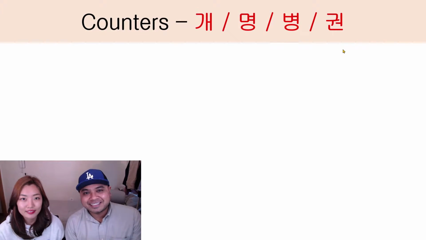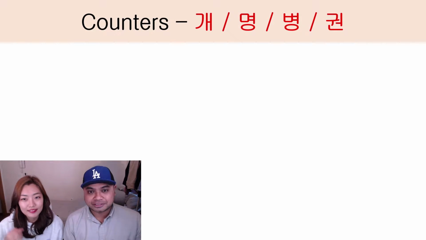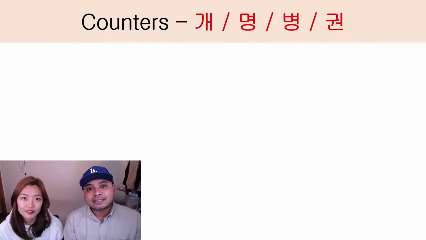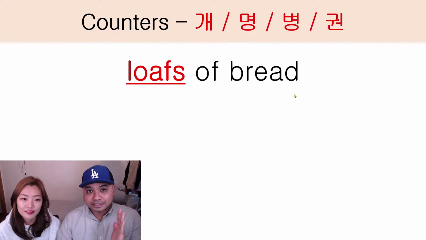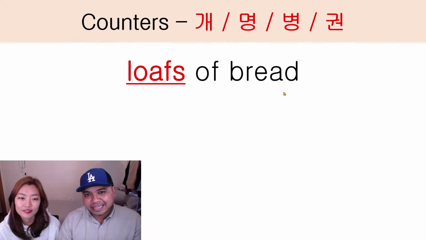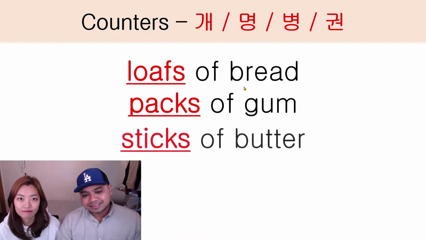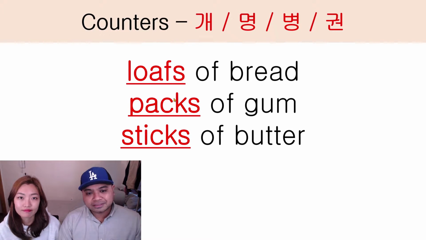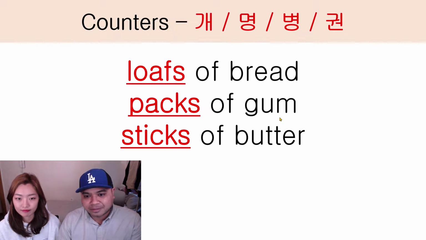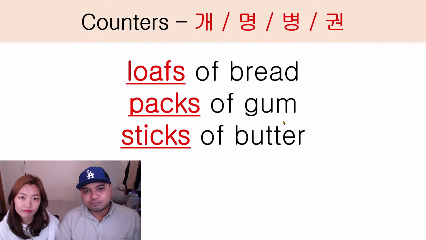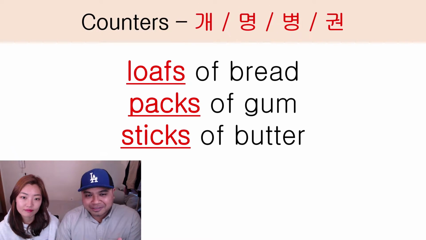So, in our lesson today, we're going to talk about counters. Now, what are counters? Counters are ways you can count units. For example, you can say loaves of bread. You cannot say, I have two bread. You can't really say that. You have to say, I have a loaf of bread, two loaves of bread, three loaves of bread, four packs of gum, six sticks of butter. These are ways you can count things you can't usually count. You can't say I have four butter. What does that mean? It doesn't make sense, right? So we have to say sticks of butter.